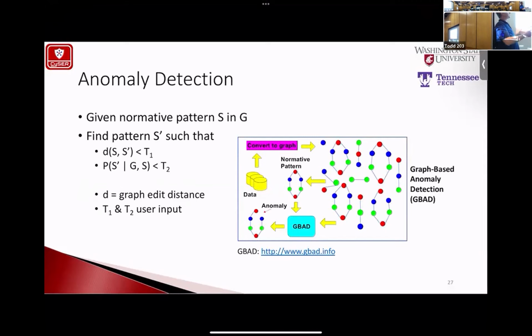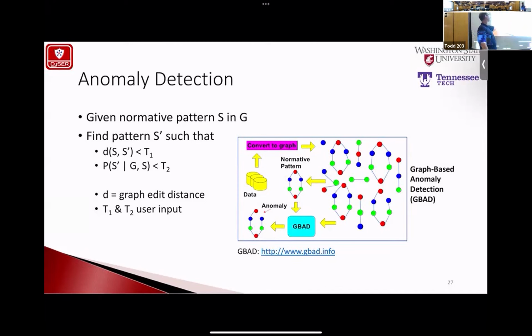So, real simply, but a real high-level overview of what we do for anomaly detection is that we first identify the normative pattern, which is essentially what you just saw. That's kind of what SUBDUE does. And then we feed that normative pattern along with the original data into a system we call GBAD, for graph-based anomaly detection, and that outputs an anomaly. But again, the anomaly is basically an unexpected deviation from this normative pattern, not just an outlier or noise in the data.